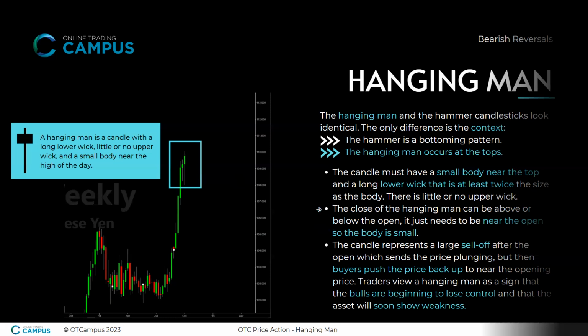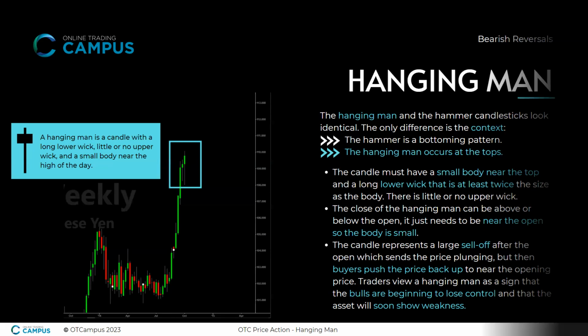Number 2, the close of the hanging man can be above or below the open. It just needs to be near the open so the body is small. Means here also a green candle, a green body is fine, a red body is also fine. It's not one is better than the other. Okay, that's absolutely fine. Important is it just needs to be near the open so the body is small.